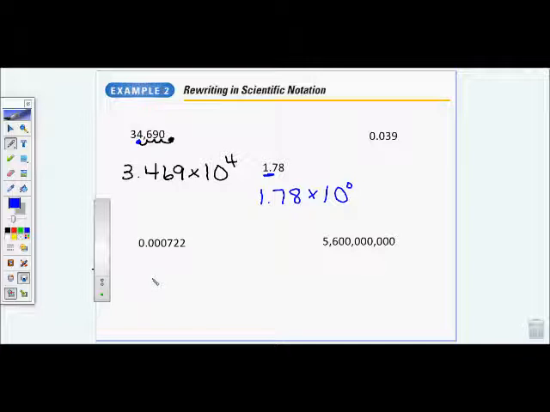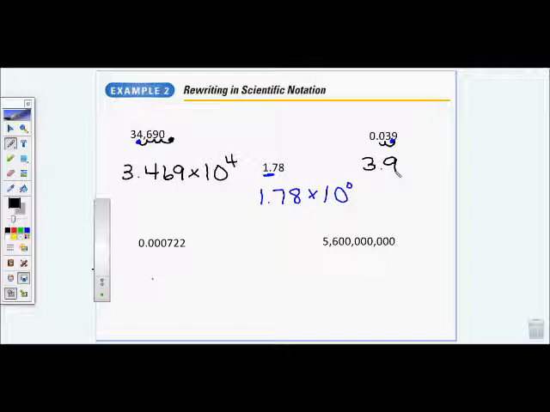Now let's try a decimal, 0.039. For that one, I want my decimal for scientific notation to be between the 3 and the 9. So in order to do that, I'm going to move my dinks, 1, 2, and now I have to think about what I'm writing here. My new number is 3.9.